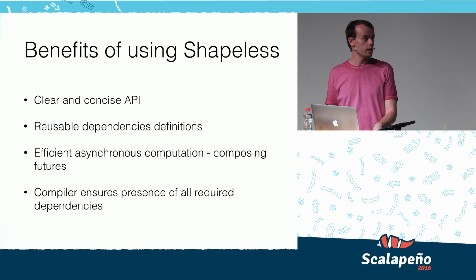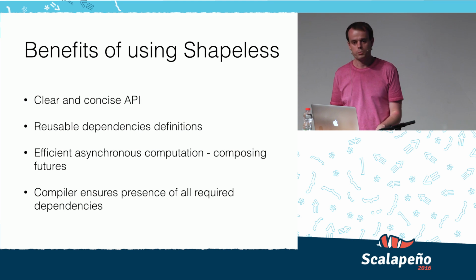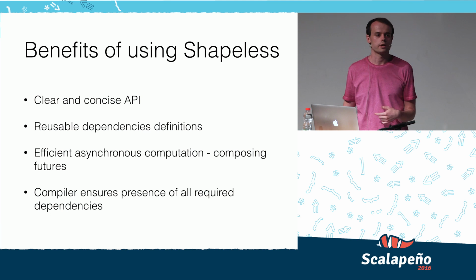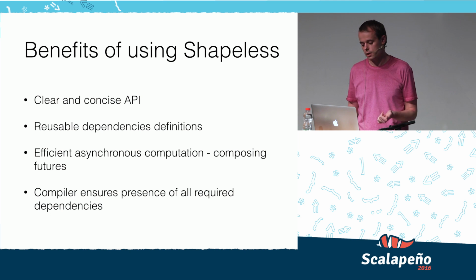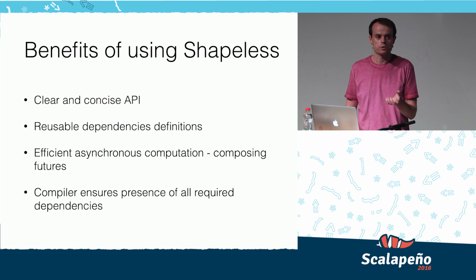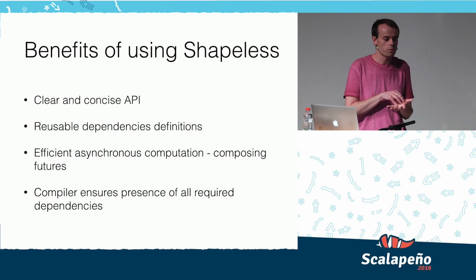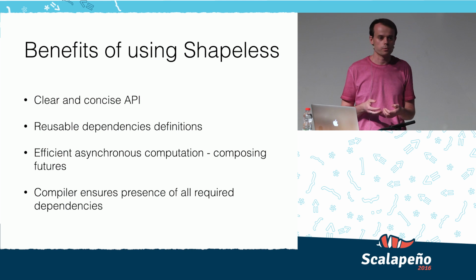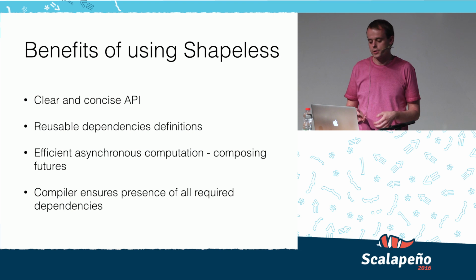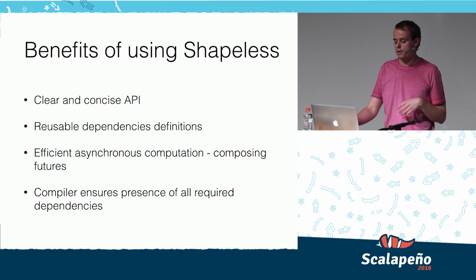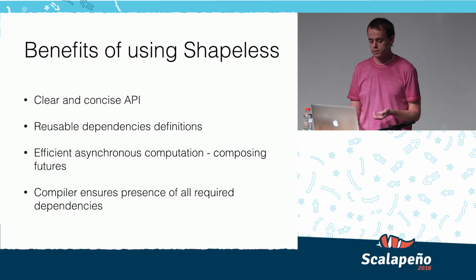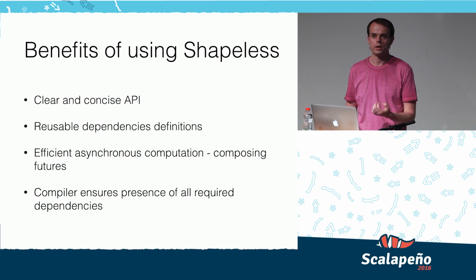Okay, and I have applied Shapeless here, which allowed me to design and implement a clear and concise API and DSL with reusable and declarative definitions of asynchronous dynamic dependencies. And also the full types awareness allows us to implement efficient asynchronous computation. So we can just compose the futures in the most efficient way so that they are not sequential anymore. And finally, the compiler ensures the correctness of our dependencies, so it verifies that we are providing exactly the dependencies that our actor requires.